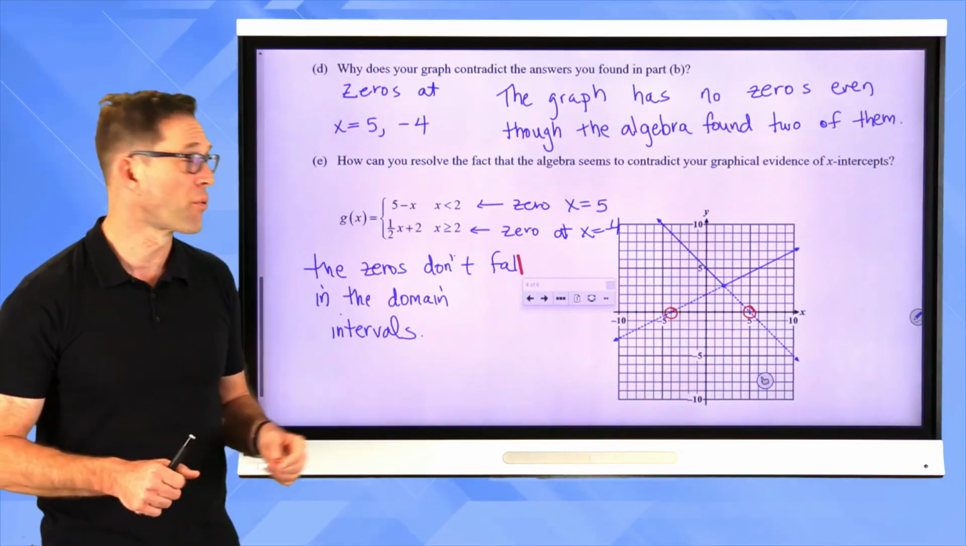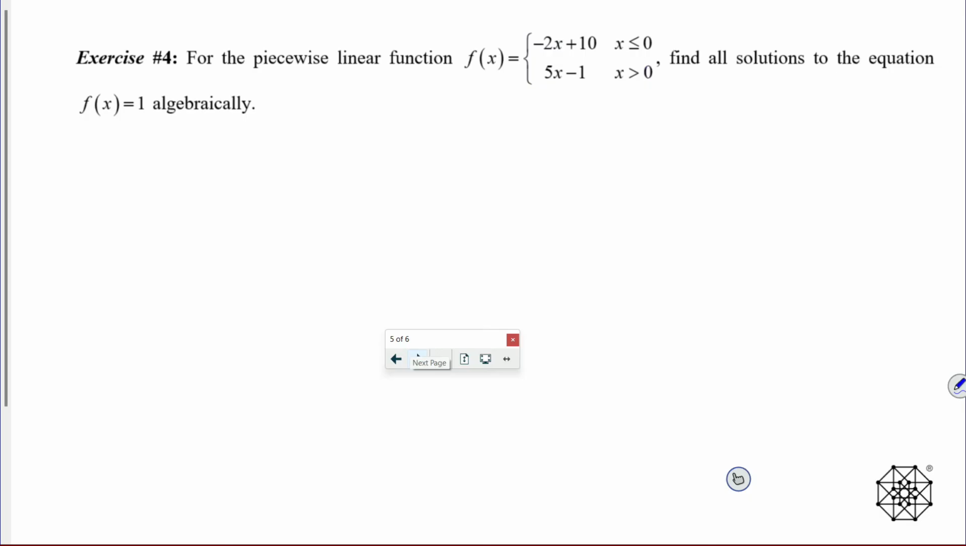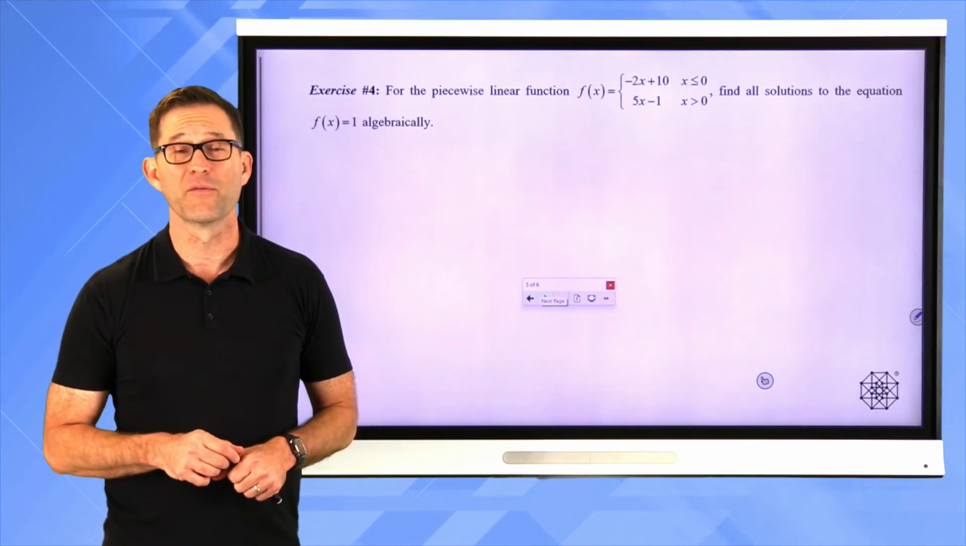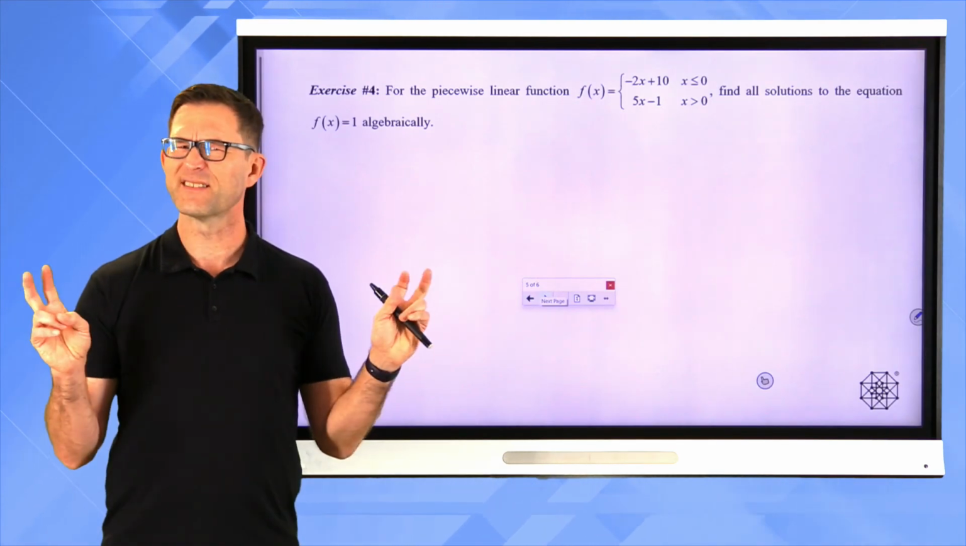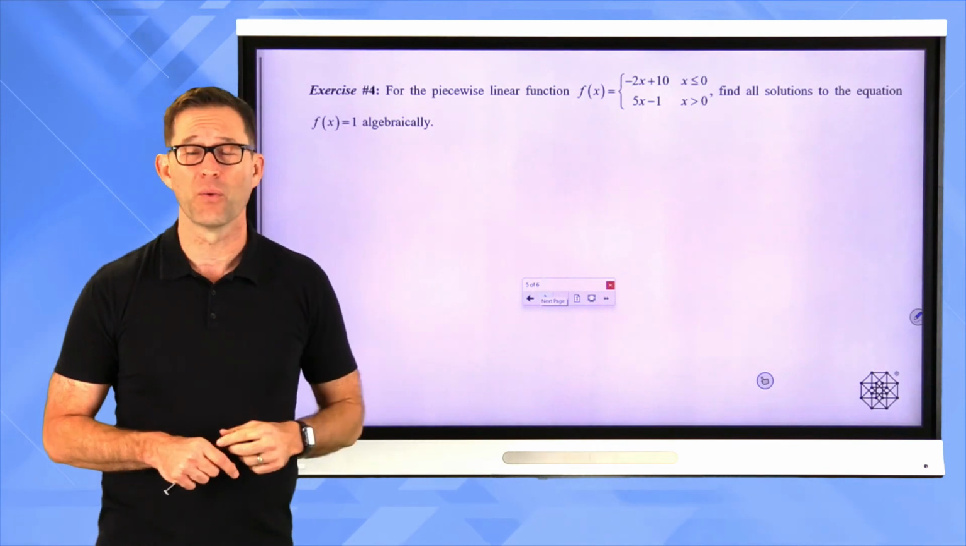Let's take a look at one more problem that kind of tests that idea. Exercise number 4. For the piecewise function f of x equals negative 2x plus 10 for x less than or equal to 0, and 5x minus 1 for x greater than 0, find all solutions to the equation f of x equals 1 algebraically. All right, well this time we're not looking for zeros, we're looking for ones?